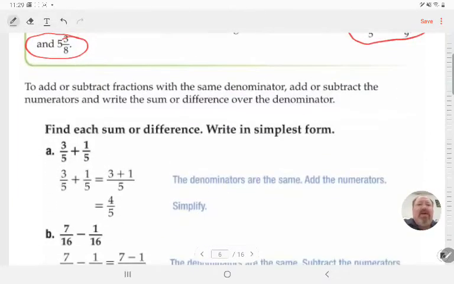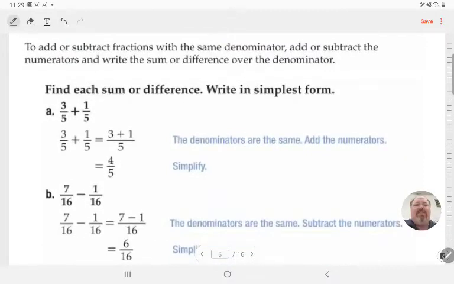Now, to add or subtract fractions with the same denominator, add or subtract the numerators and write the sum or the difference over the denominator. So basically what they're saying here is, if your denominator is the same, then you keep the denominator and just add your numerators. So 3 plus 1 is 4. Keep my denominator of 5, 4/5.